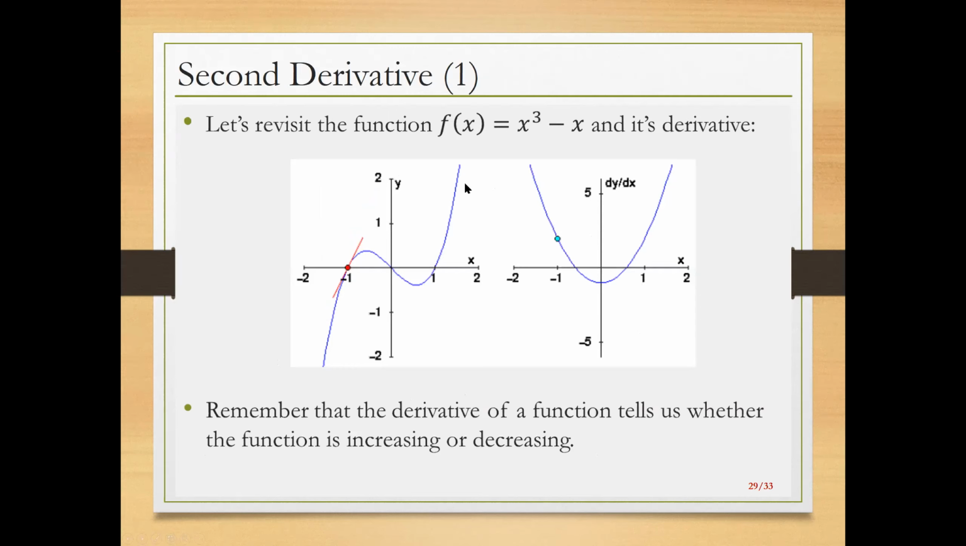Now let's revisit the example that we saw earlier, the x cubed minus x example, and we plot its derivative. So this was the example. This basically is the function f of x, and this is the derivative of f of x, which is equal to 3x squared minus 1.